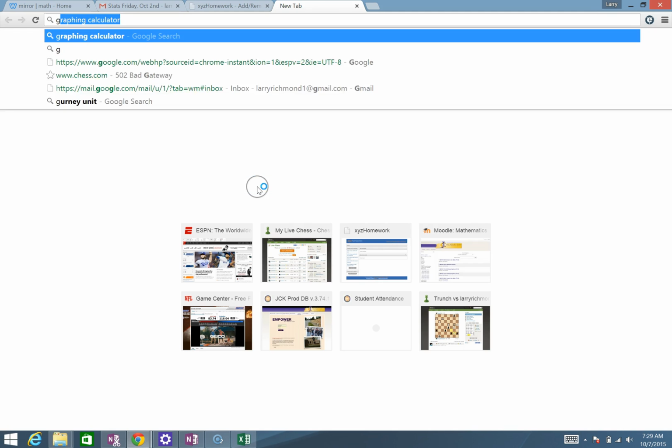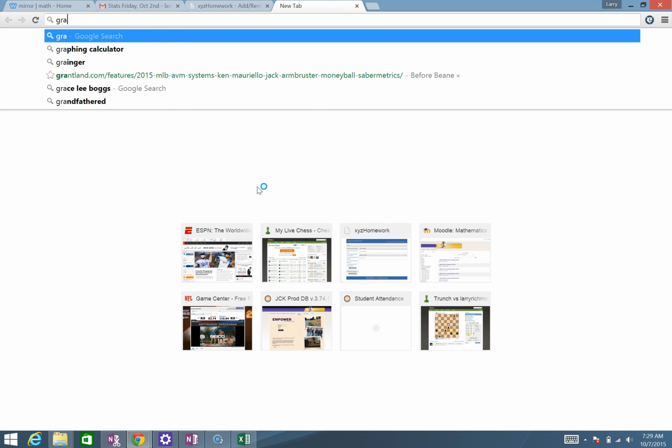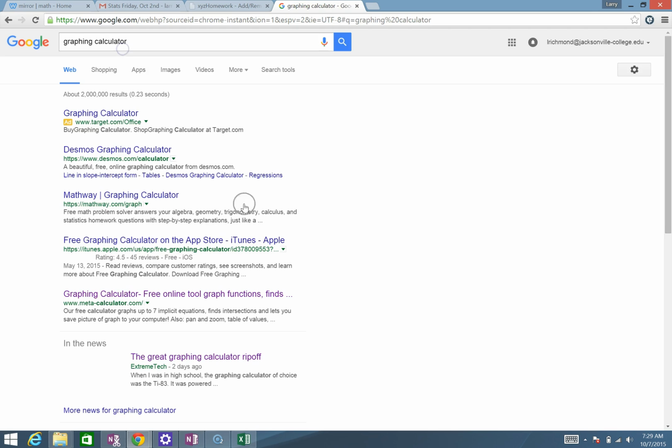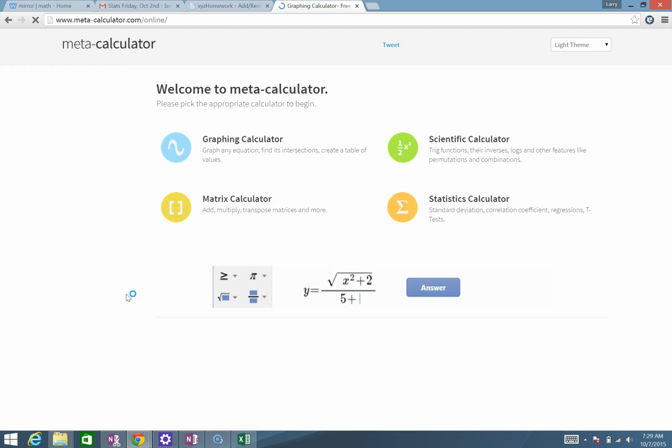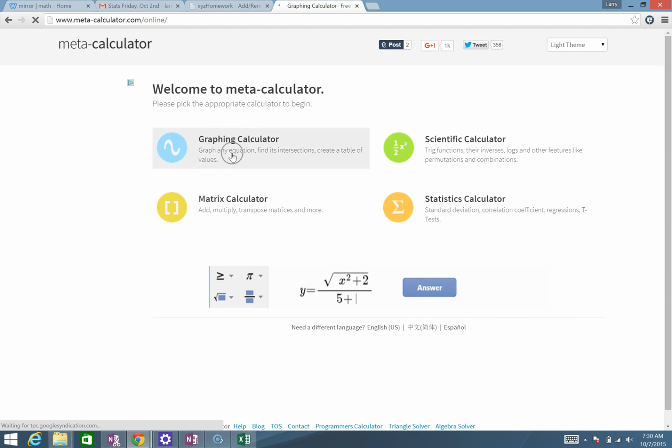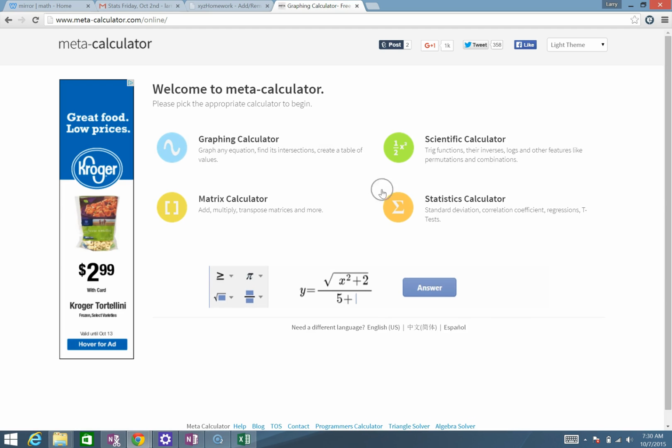Well, like we've done before, just search graphing calculator. And you'll notice the fourth hit down here that says metacalculator.com. We've already used that before. Graphing calculator, metacalculator. Previously, we've used this graphing calculator feature. Now we're going to use statistics calculator. Performing a linear regression is a common thing in statistics.